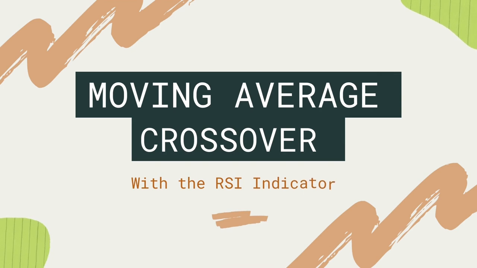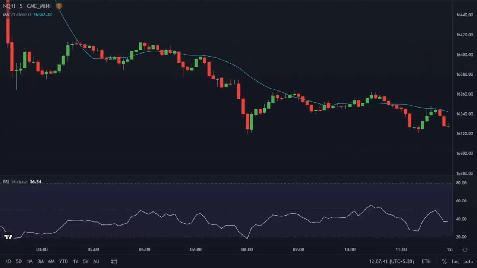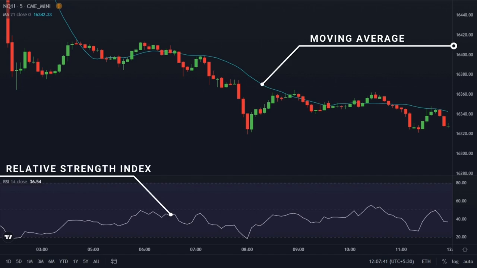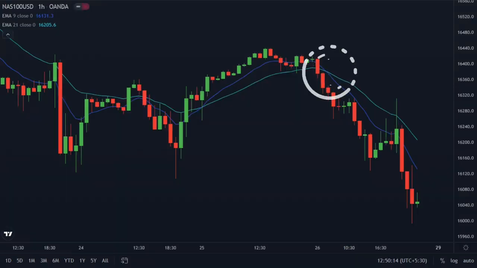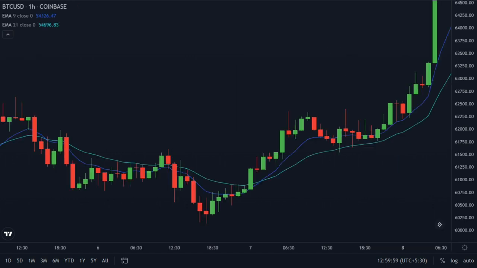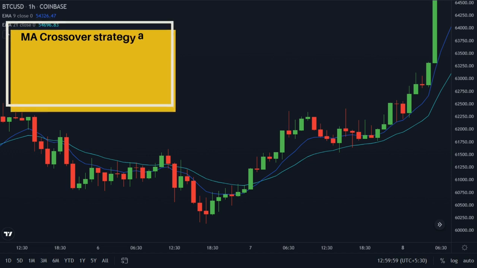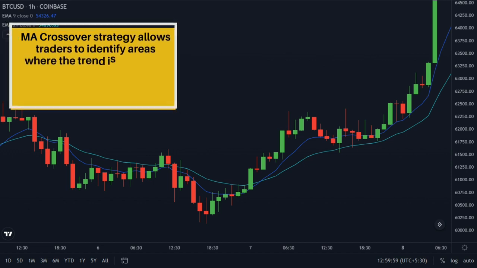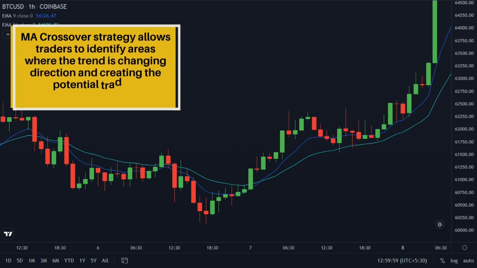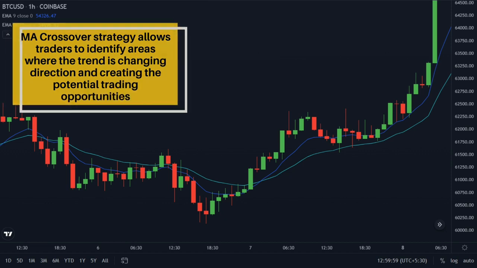Our first strategy is a moving average crossover with the RSI indicator. Indicators such as moving averages and relative strength index are mathematical technical analysis tools that traders and investors use to analyze the past and predict the future price trends. A moving average crossover often indicates an upcoming trend change. Applying the moving average crossover strategy to a price chart allows traders to identify areas where the trend is changing direction and creating potential trading opportunities.